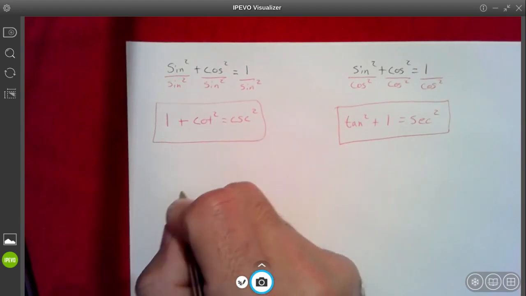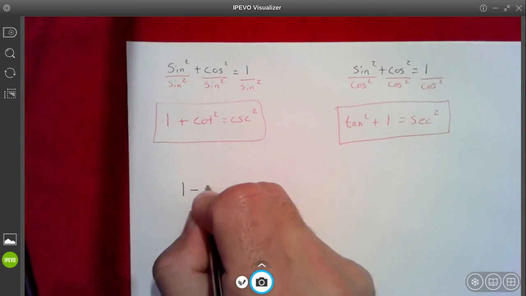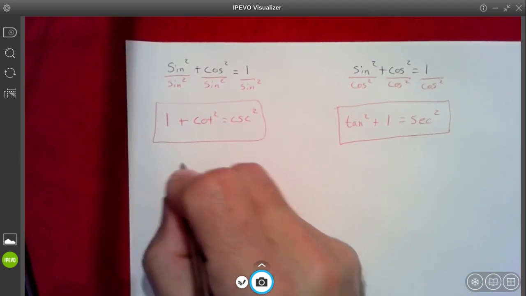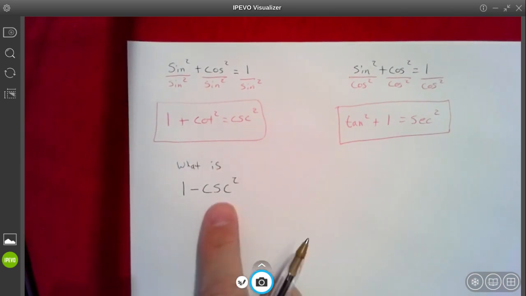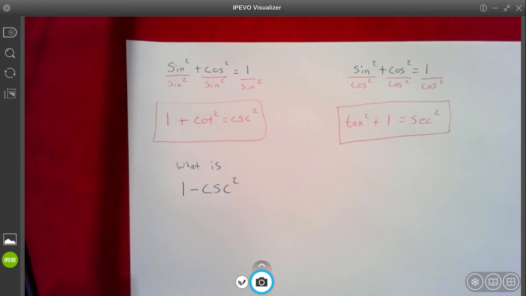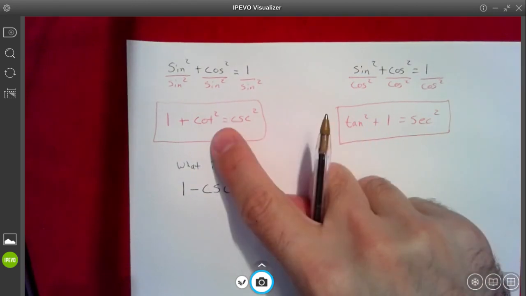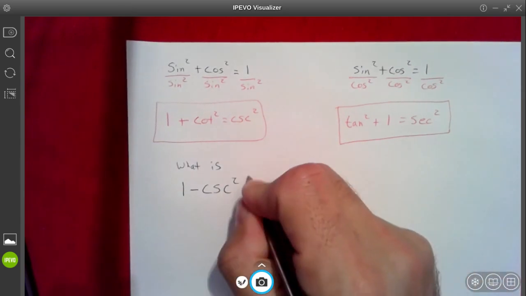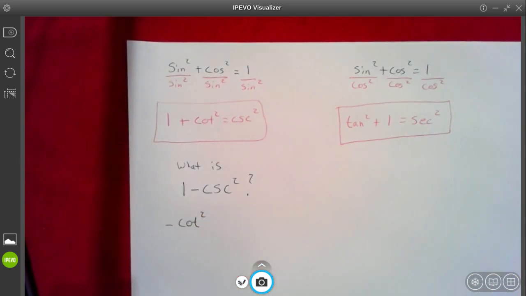But sometimes you're going to have to be able to answer stuff like, what is 1 minus cosecant squared the same as? What does this turn out to be? Because I know cosecant squared minus 1 is cotangent squared, but what is 1 minus cosecant squared? This is going to turn out to be negative cotangent squared.